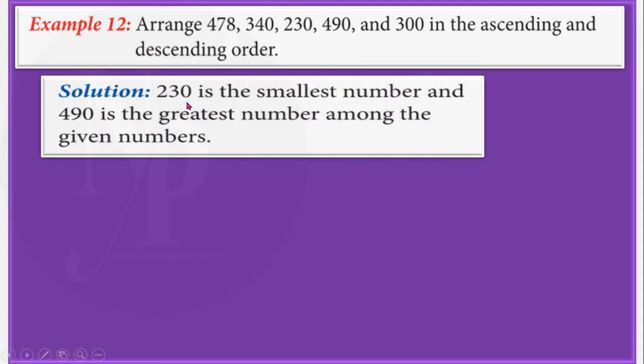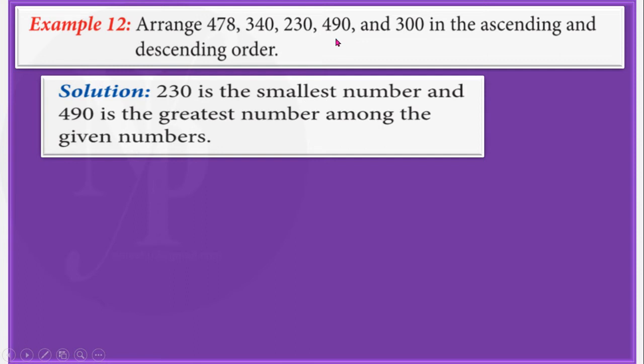Solution: 230 is the smallest number and 490 is the greatest number among the given numbers. So if we observe the numbers given here, 230 is the smallest. Because we have 2 in hundreds place here, which is smallest compared to 4 and 3 which we have in hundreds places of other numbers. Therefore 230 is the smallest number and 490 is the greatest number.